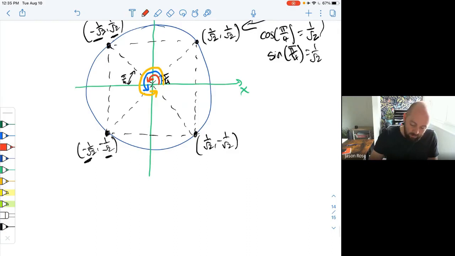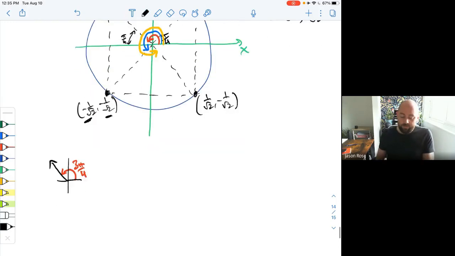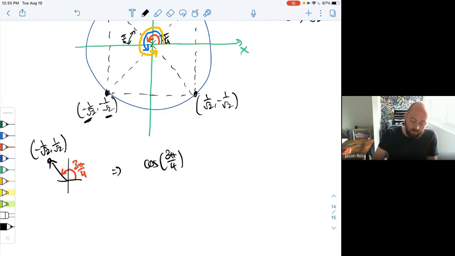So this red part, just taking it away from there because it was going to get messy, I think. That's 3 pi over 4, okay? So this means that, with these coordinates that I had up here, minus 1 over root 2 and 1 over root 2, cosine of 3 pi over 4 must be minus 1 over root 2, and sine of 3 pi over 4 is equal to plus 1 over root 2.